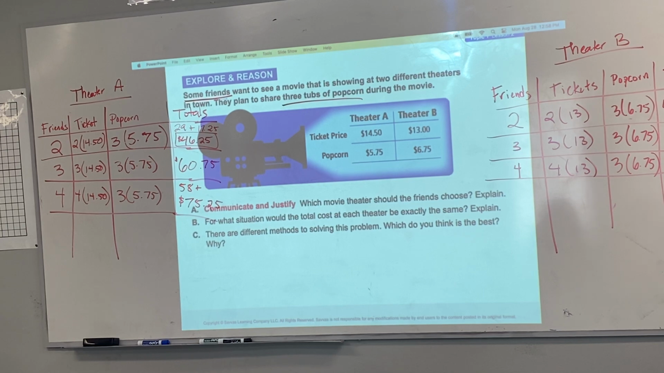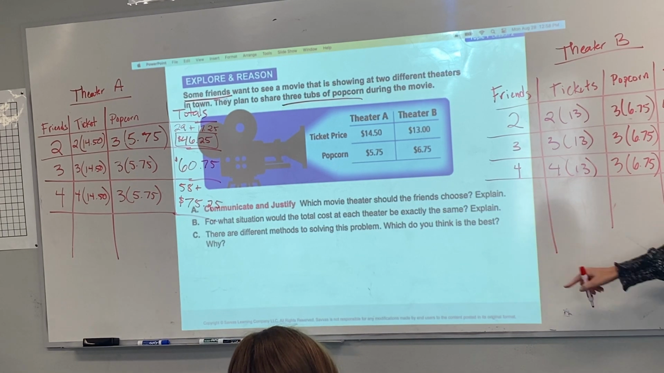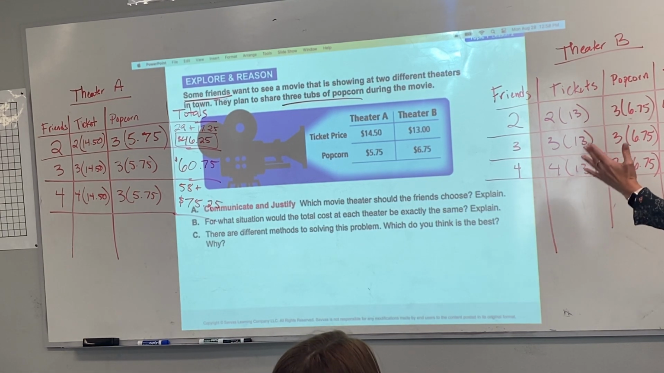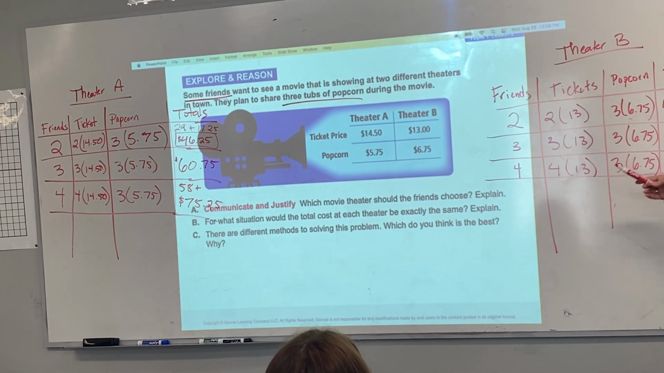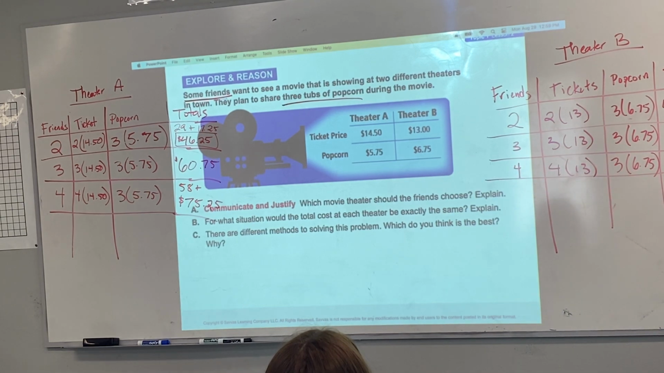Because it's going to be cheaper, okay? Even though the popcorn's more expensive, as you add more and more people, it's going to stay cheaper than theater A. So if it were 5 friends, 6 friends, 7 friends, comparing, it would still be cheaper. At this point, it's just going to get cheaper and cheaper compared to theater A because the ticket prices are cheaper. Do you guys understand?